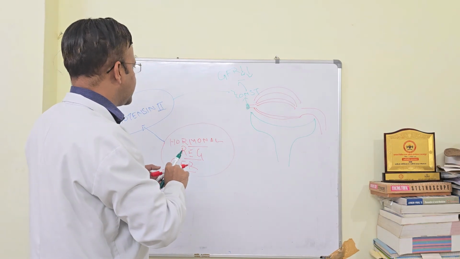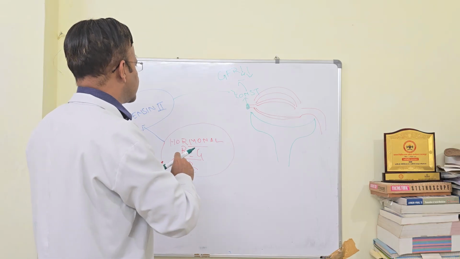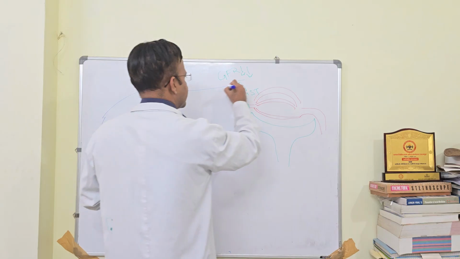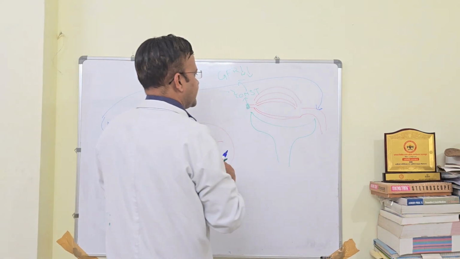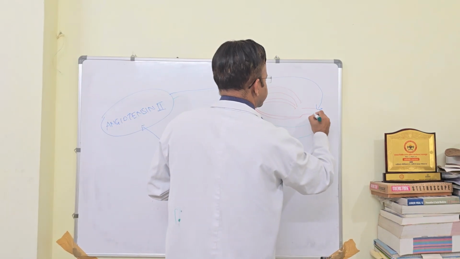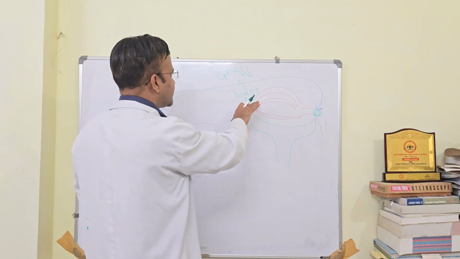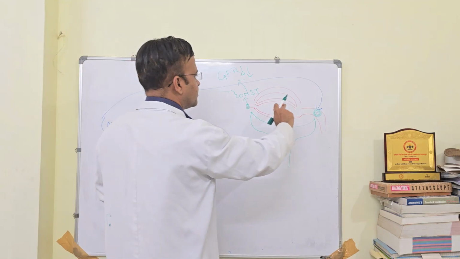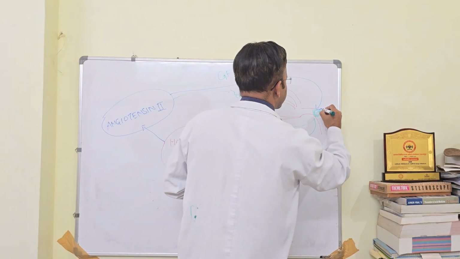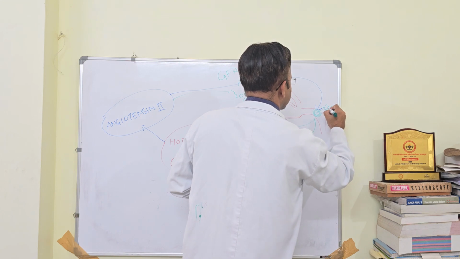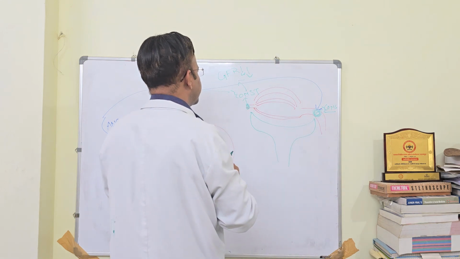But if this angiotensin 2 constricts your efferent arteriole, what will happen? If it constricts your afferent arteriole, it will reduce your GFR. But if it constricts your efferent arteriole, it will increase your GFR. Constriction over here will increase the GFR.